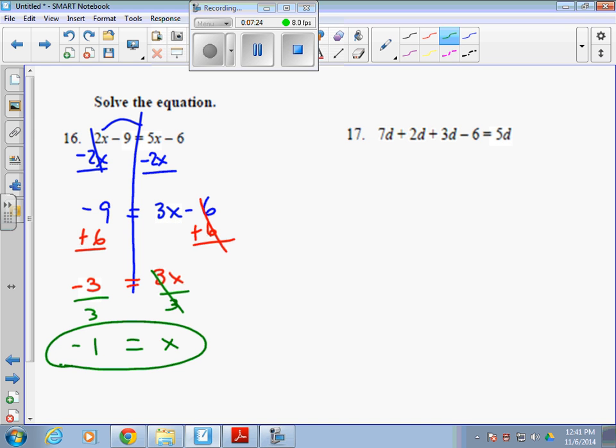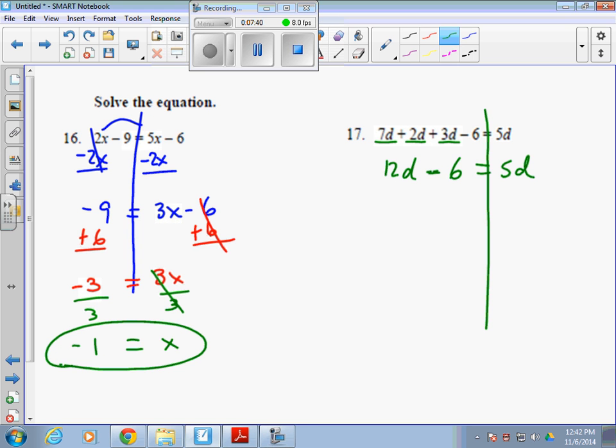You've got a lot of combining like terms to do on this one because we have to simplify 7, 2, and 3D. So 7 and 2 is 9, and 3 more is 12D. Minus 6 is equal to 5D. 5D is smaller than 12D.